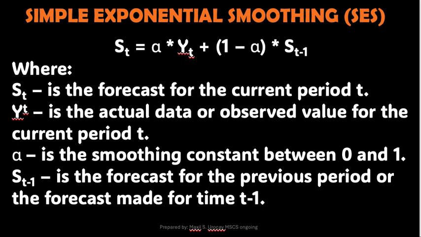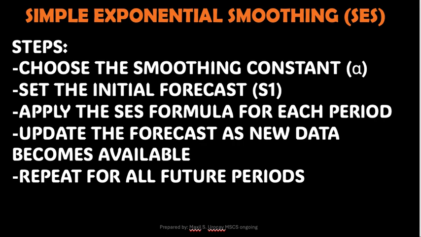Now, let's go next. There are steps here: choosing the smoothing constant, or the parameter; setting the initial forecast; applying the formula of simple exponential smoothing for each period of data that you have; and updating the forecast as new data becomes available, repeating for all the future periods.